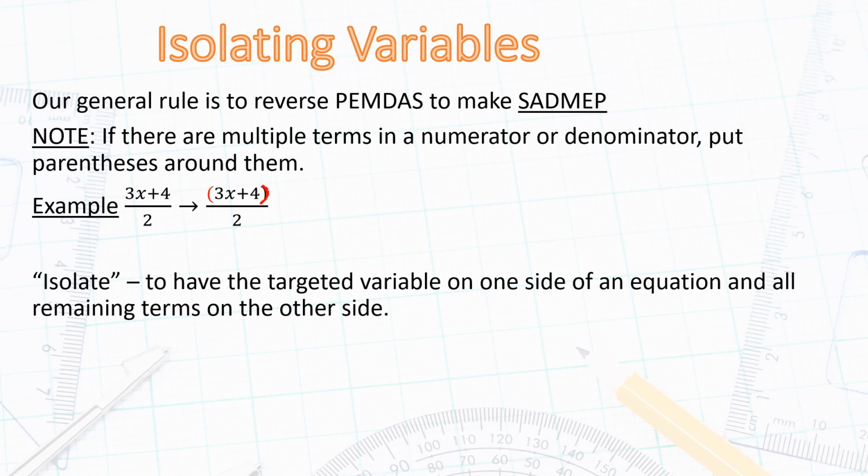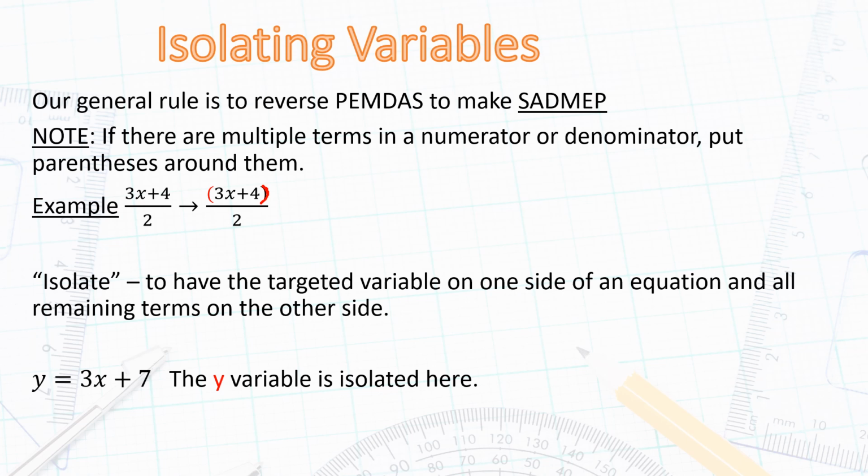The word to isolate is to have it on its own. In our case, we're going to be asked to target a variable, and we're going to try and get that on its own on one side of an equation. So you will have the variable is equal to whatever's left.